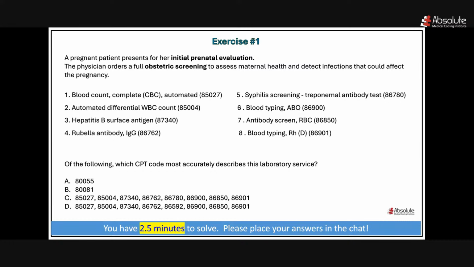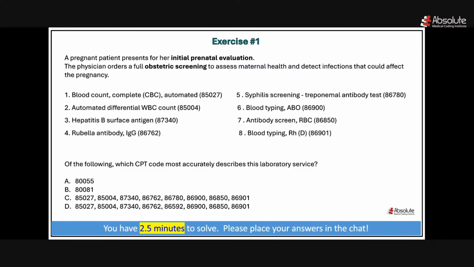A pregnant patient presents for her initial prenatal evaluation. The physician orders a full obstetric screening to assess maternal health and detect infection that could affect pregnancy. So the tests performed are: blood count CBC, automated differential WBC, hepatitis B surface antigen, rubella antibody IgG, syphilis screening treponemal antibody test, blood typing ABO, antibody screening RBC, and blood typing RhD.